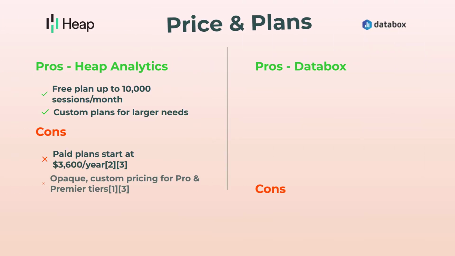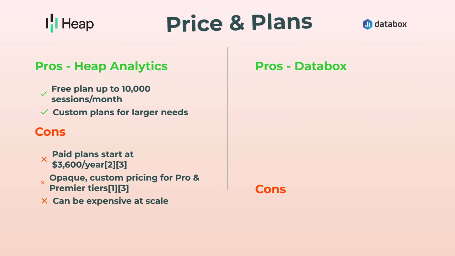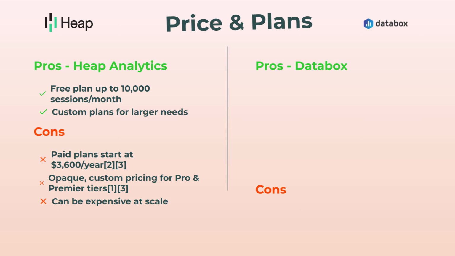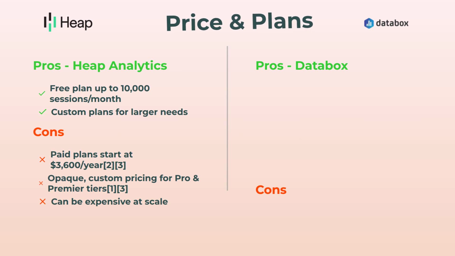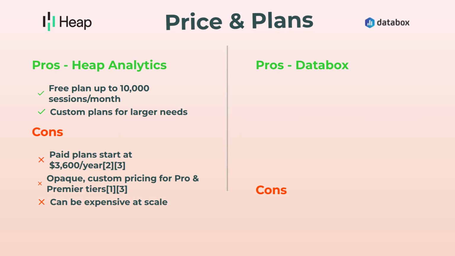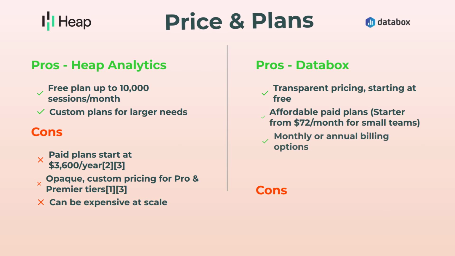Here's the thing with Heap. There's a free plan, which honestly is kind of nice for small teams. You get up to 10,000 sessions a month. So if you're just starting out, it might do the job. But their paid plans start at $3,600 per year. And those fancy Pro and Premier tiers are custom priced. So good luck guessing what you'll actually pay. It can get expensive real fast at scale, not exactly transparent.